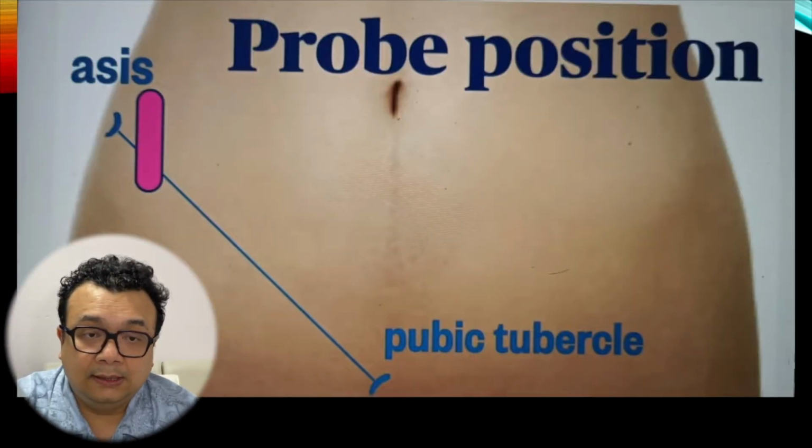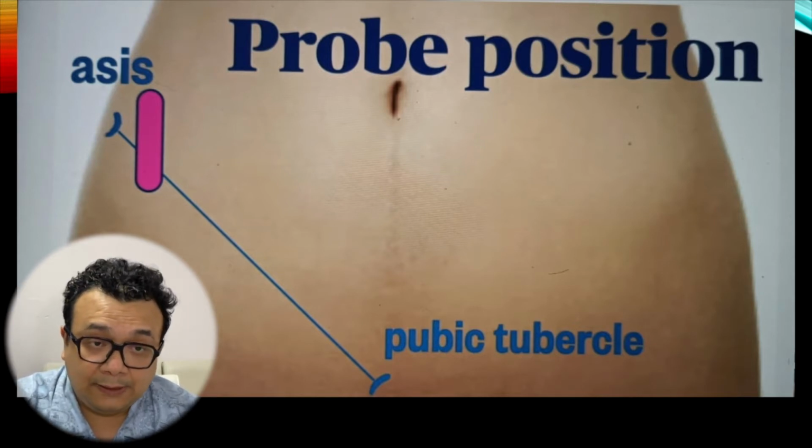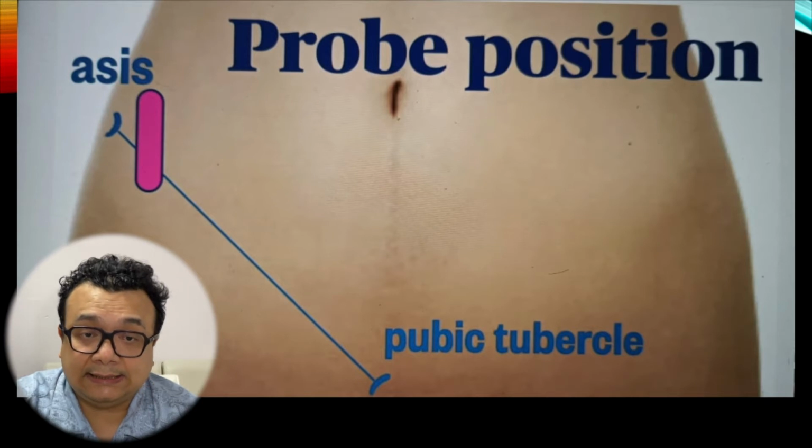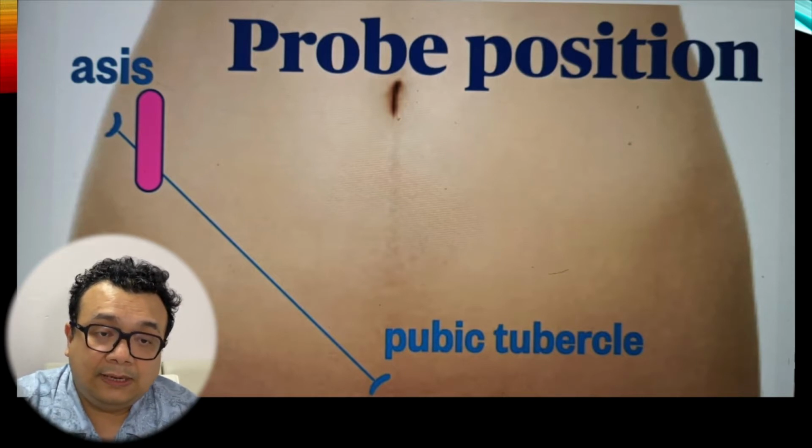Okay. So, how to do suprainguinal fascia iliaca? First, you must palpate for the ASIS. Patient in the supine position, you palpate the ASIS. You use a linear probe, and place it perpendicular, about 1 or 2 finger breadths lateral to the ASIS.